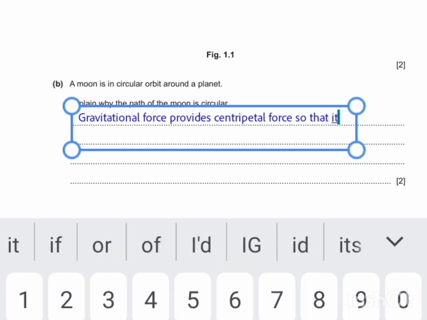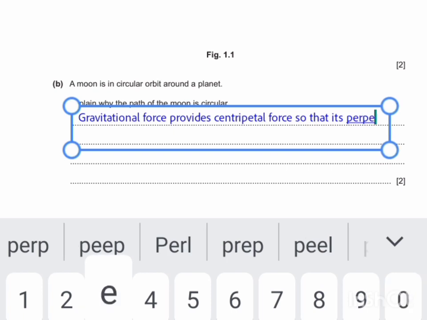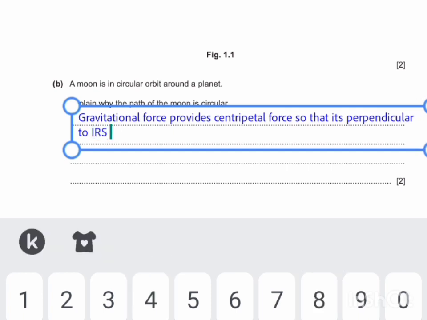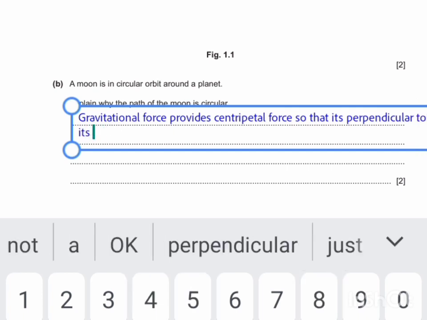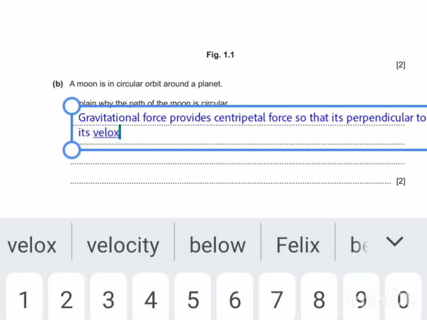So that's what I need to write about, that first of all, gravitational force is providing centripetal force, and that when a centripetal force acts on the moon, it's going to undergo centripetal acceleration, in which the force is perpendicular to its velocity. So that's what I need to write about in this part.